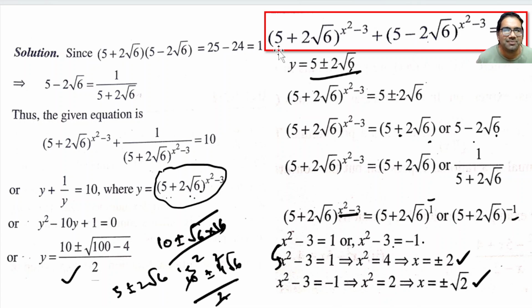We just explored the similarity in the problem. 5 plus 2 root 6 and 5 minus 2 root 6 are conjugates, and the product of them is actually equal to 1. So we expressed one of them in terms of 1 by the other one. 5 minus 2 root 6 is 1 by 5 plus 2 root 6. Then we replaced this expression with y. Then we solved the quadratic equation. Then we realized that this part is actually equal to 5 plus or minus 2 root 6. Right guys? Very simple problem. Finally we solved it using the very simple quadratic formula only. We got 4 solutions, plus or minus 2 and plus or minus root 2.